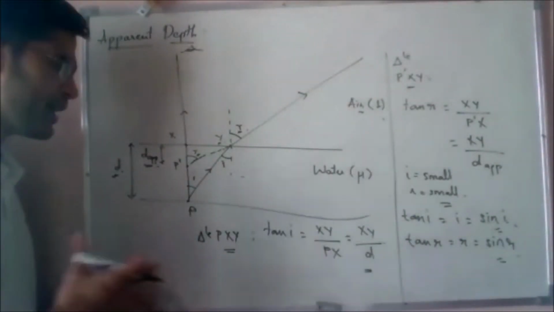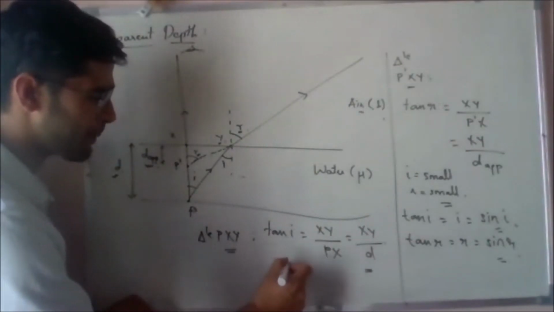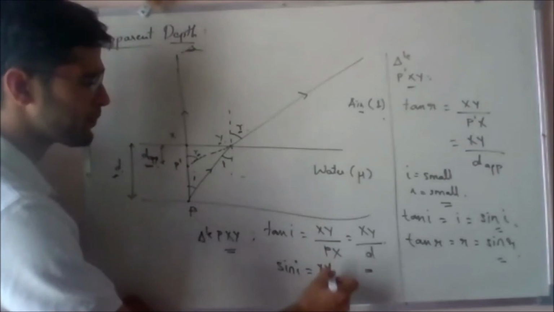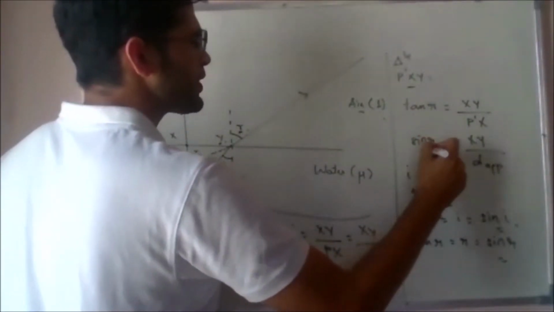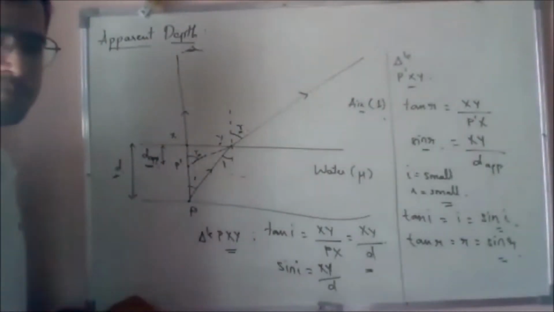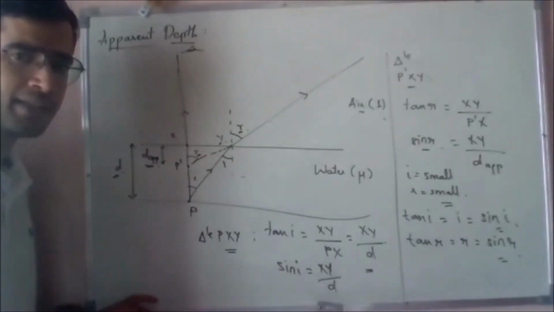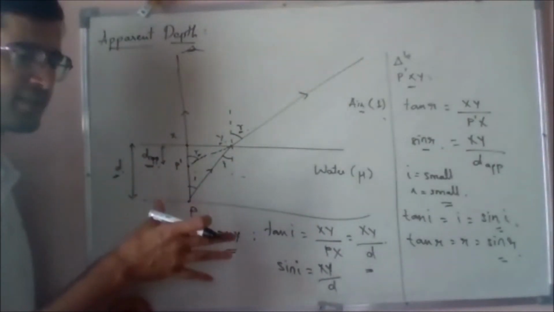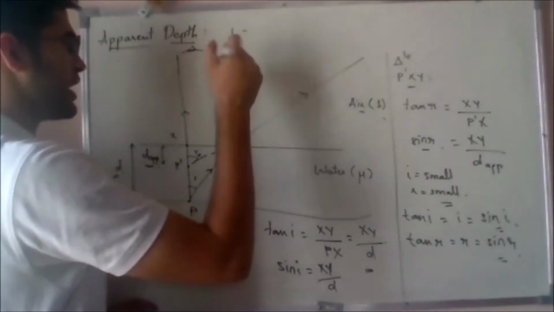Because your angles I and R are small, instead of taking this to be tan I, we'll now write this to be equal to sin I. So now I can assume that sin I is equal to XY by D, right? And similarly from this I can assume sin R to be equal to XY by apparent depth, right? And now we already know the relation between sin I and sin R. That will be Snell's law. So writing down Snell's law for this particular case, what's the equation which we'll be writing over here? We'll write n1 into sin I.